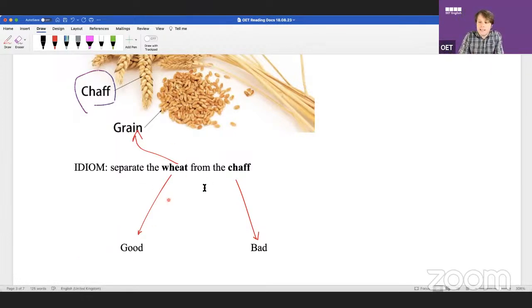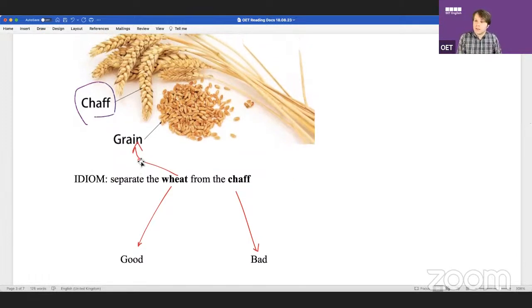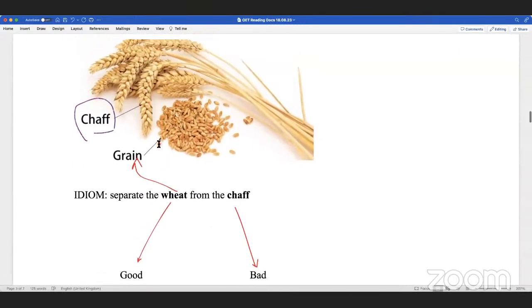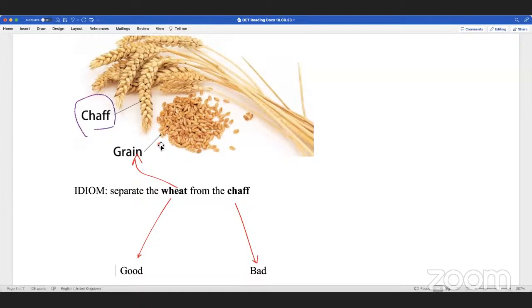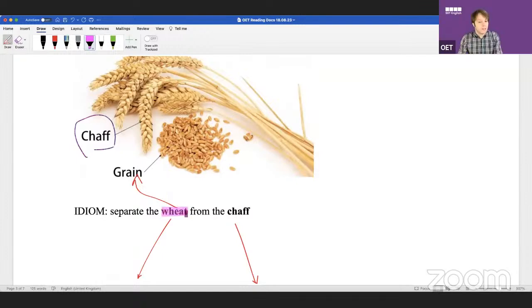So in terms of OET reading, in terms of simplifying the question, I'm sure you can all guess, why am I talking about wheat and chaff? Hussein, why am I talking about this? Because of simplifying the question stem. What do we want in OET? To take the main things, the good things. We want the wheat.